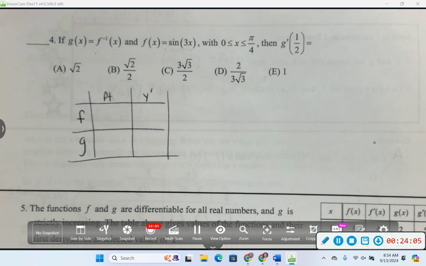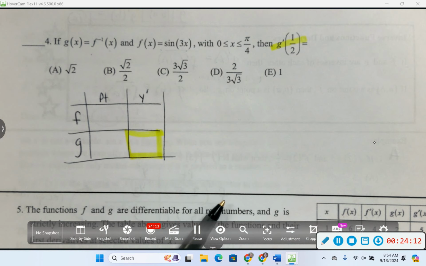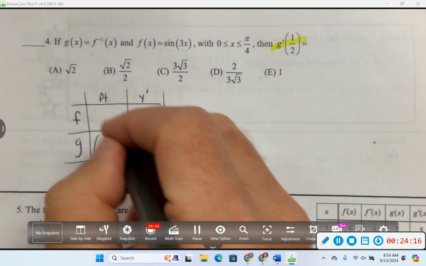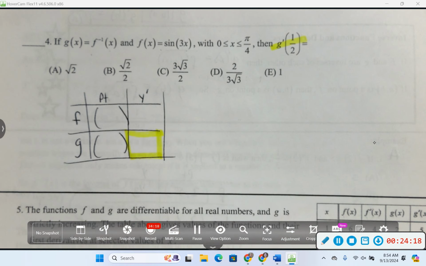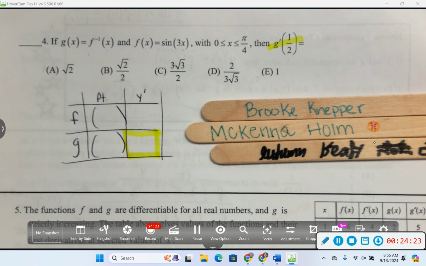Okay, so g prime at 1/2. So that's what we want. That's what we're headed for, hopefully. Let's just start picking people off here. Brooke, what do I do first? What goes where?